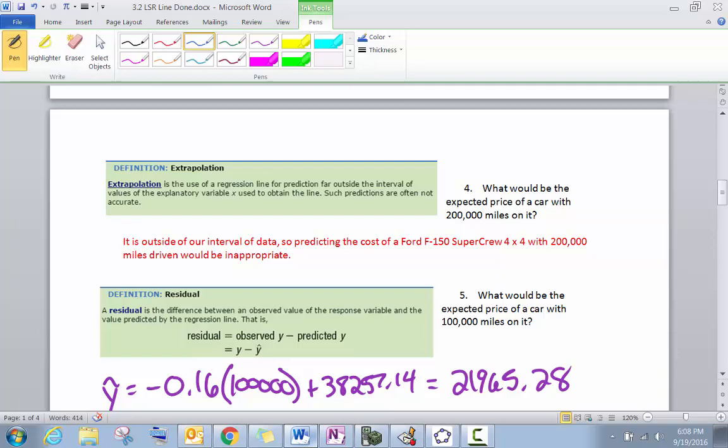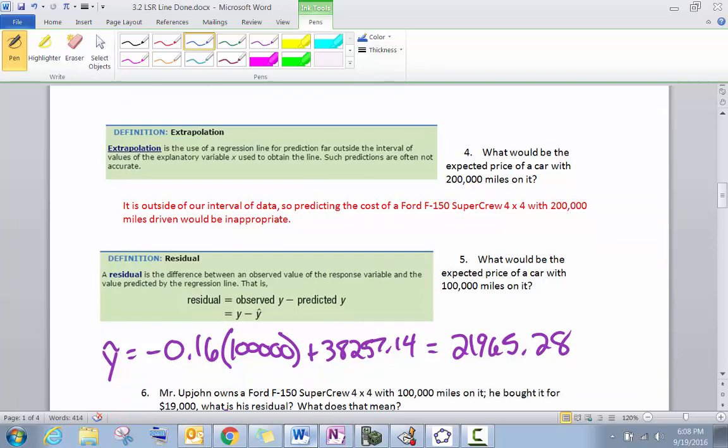We can predict it within our x values. What would be the expected price of a car with 100,000 miles on it? That we can do. So we plug in 100,000 for x in our equation, and we get a y hat, or a predicted value, of 21,965 and 28 cents. So if it has 100,000 miles driven on it, we should expect to pay about $22,000.